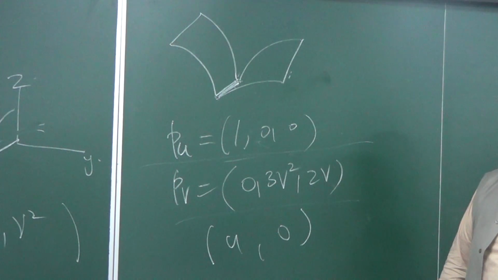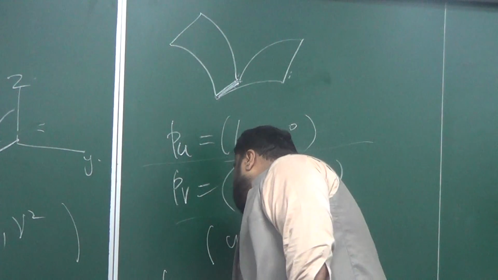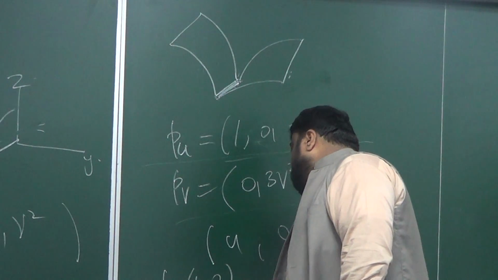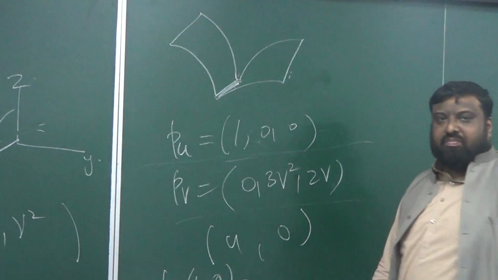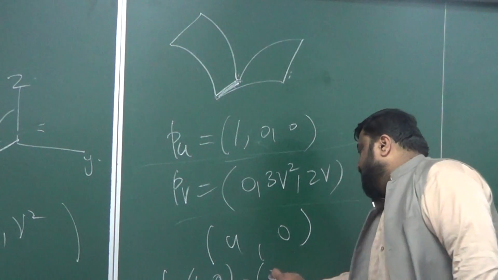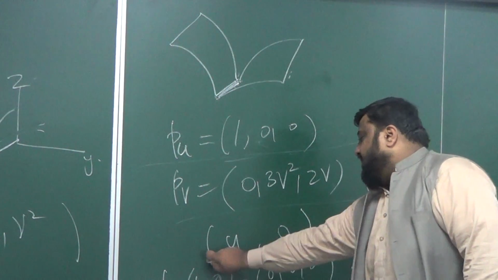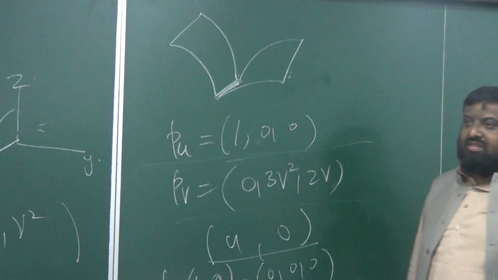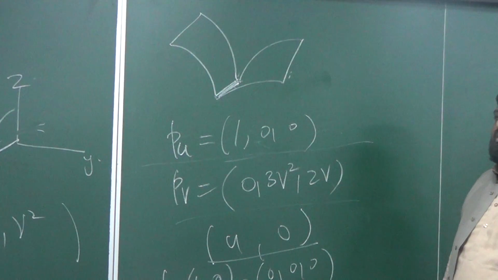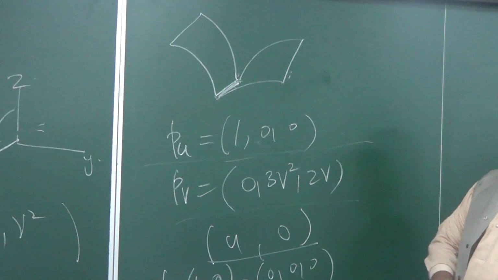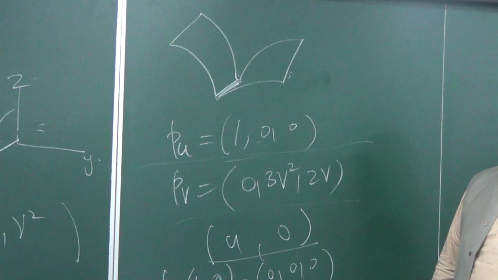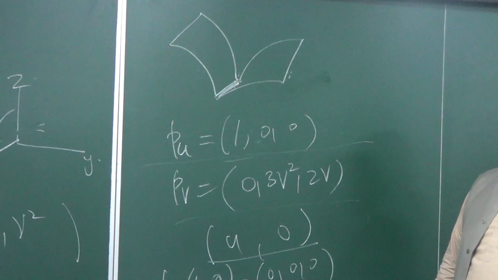So in other words, you take P_V as a function of U and V, and substitute V equal to 0. What would be the outcome? You get 0, 0, 0. So this strip of points, this line, is really a troublemaking strip, which is turning the derivative into 0.